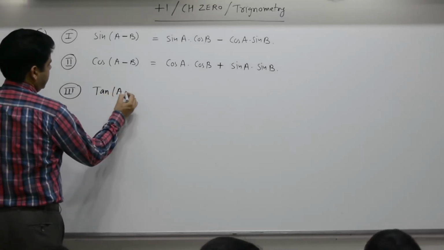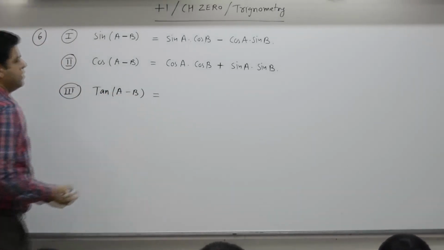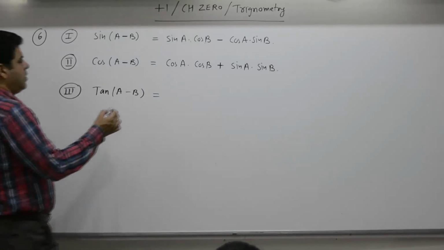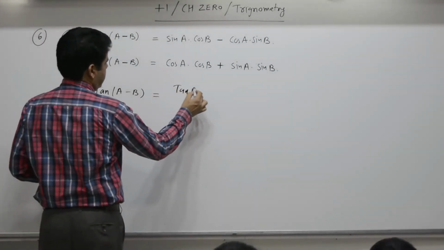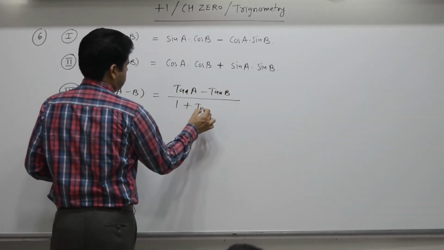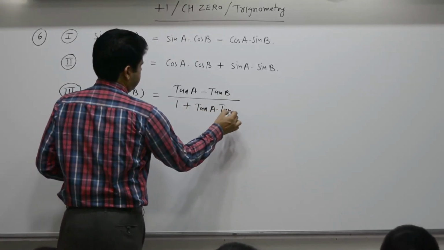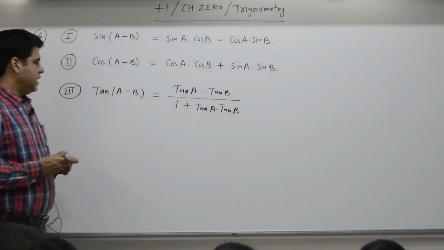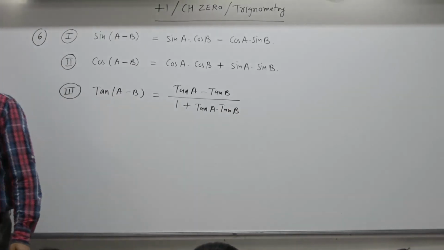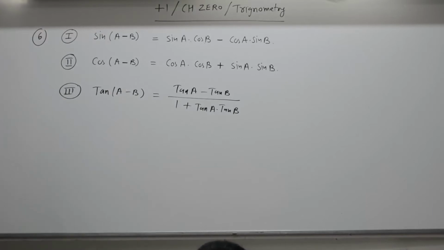Tangent A minus B is equal to tangent A minus tangent B divided by 1 plus tangent A tangent B. Put A equal to 60, B is equal to 30.